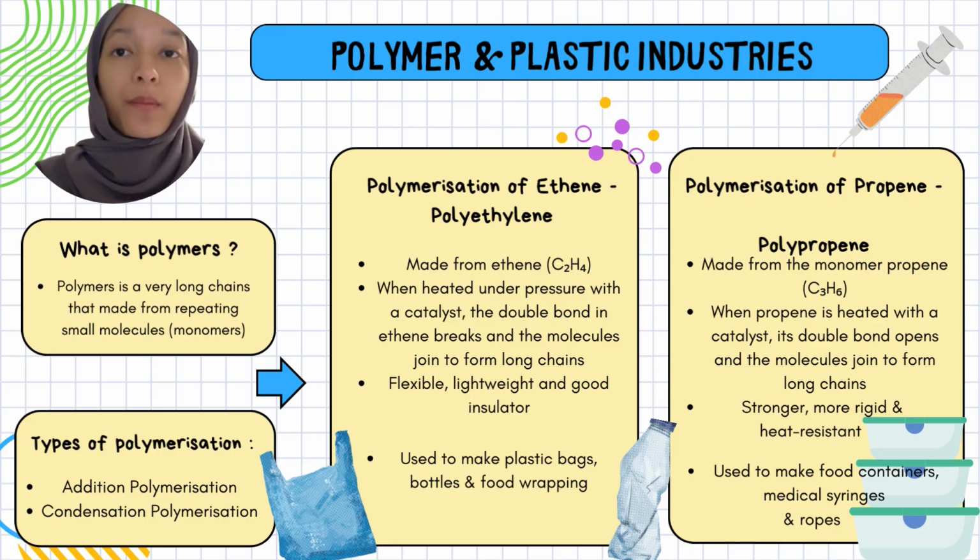Next, polypropylene is produced from propylene. The process is similar. The double bond breaks and the molecules join to form polypropylene. We can find it in food containers, ropes, medical syringes, and also car bumpers. So, in conclusion, polymerization is important because it produces strong, flexible, and also lightweight materials that we can use in everyday life.